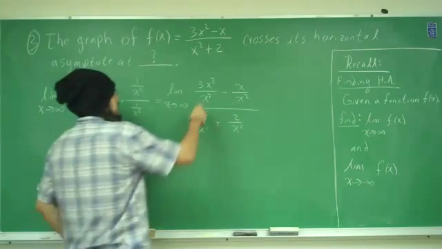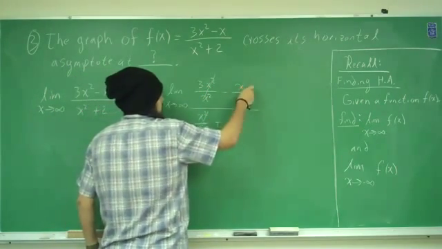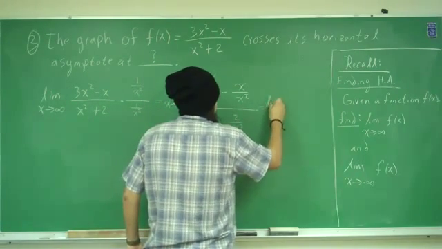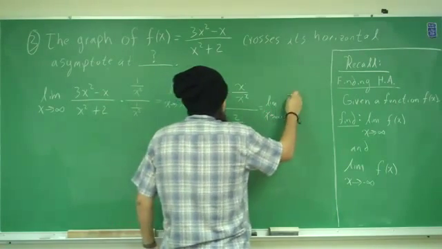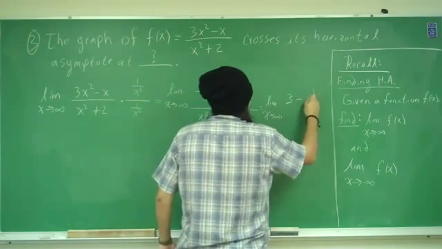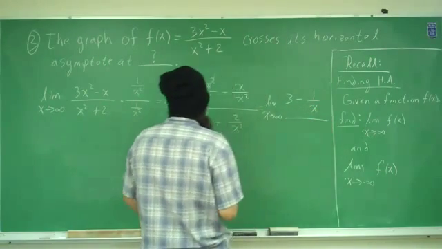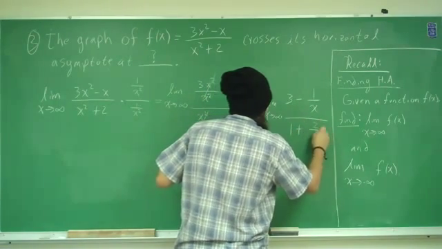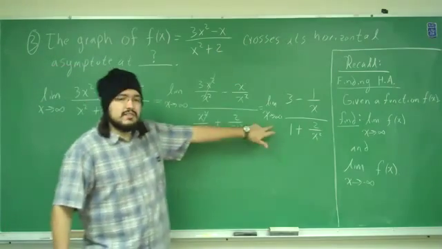Okay, so what happens now? That cancels out, one of these cancels out, and that stays the same. So now we have the limit as x approaches infinity of 3 minus 1 over x, all that divided by 1 plus 2 divided by x squared. That's good. We can go ahead and plug in infinity now.